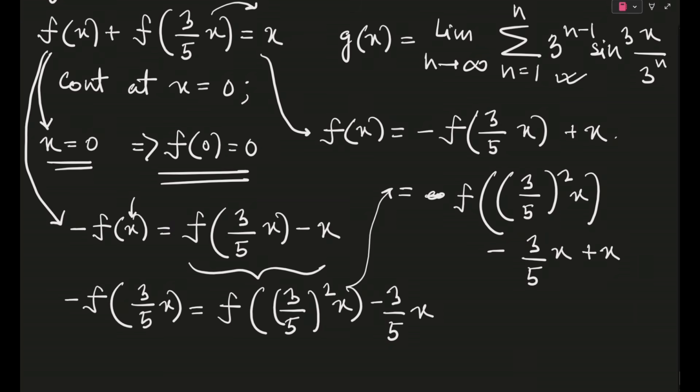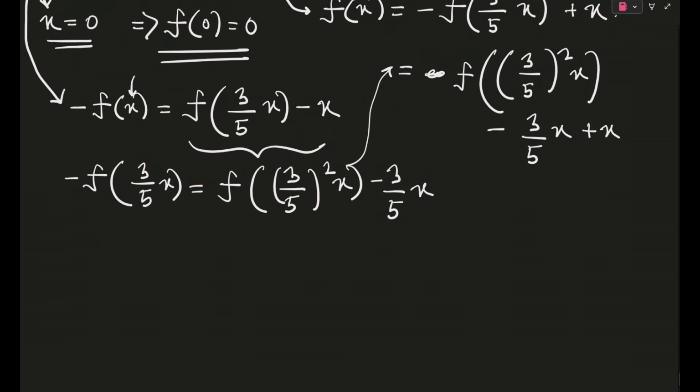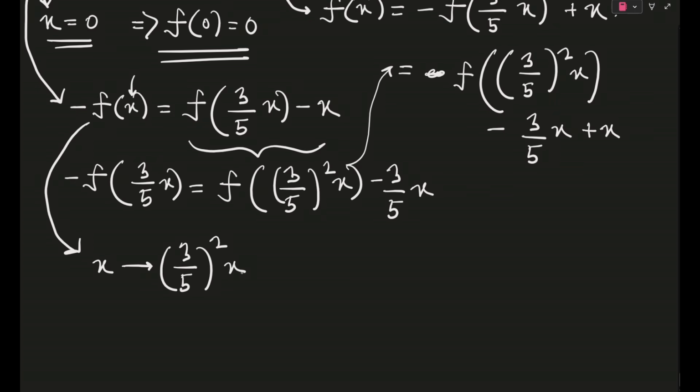In a very similar way, if I once again take (3 by 5) whole square and in place of x in this equation I substitute x with (3 by 5) whole squared x, then I will get another similar equation. I will then substitute again into this. You can understand, right? A repetitive sort of pattern is coming.